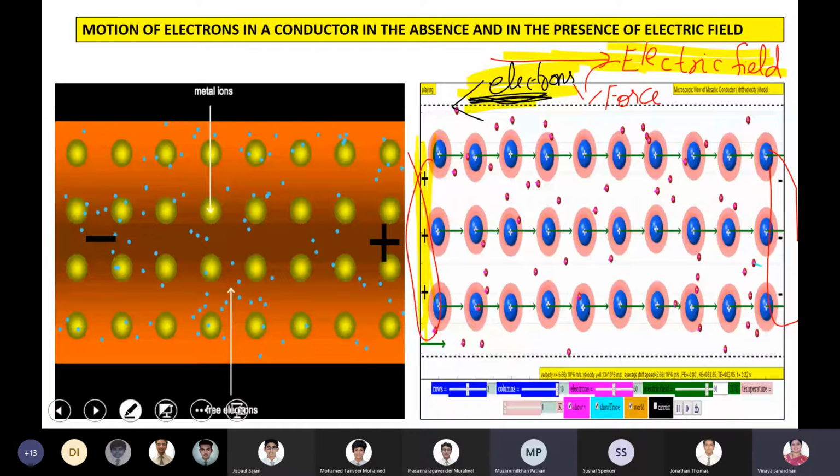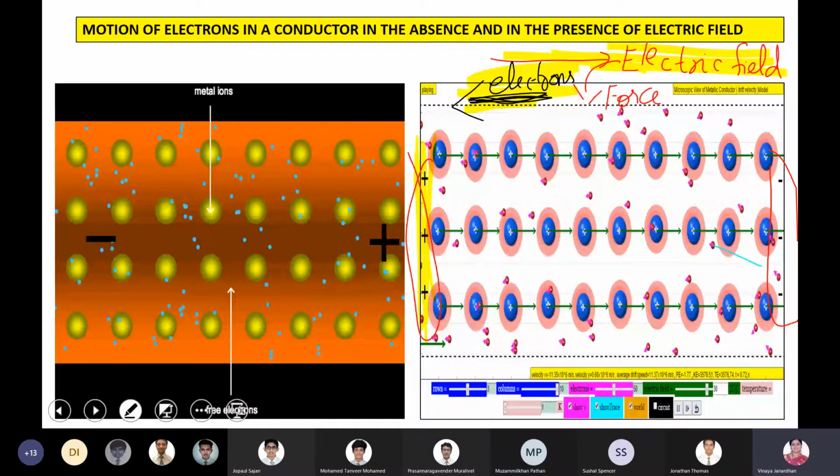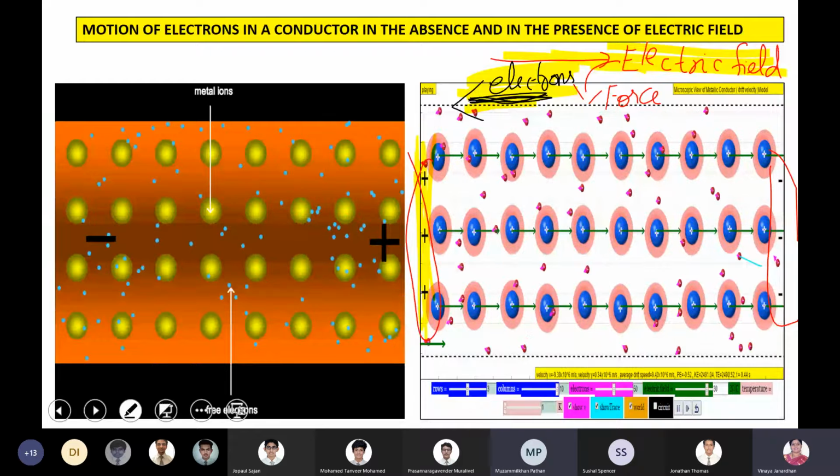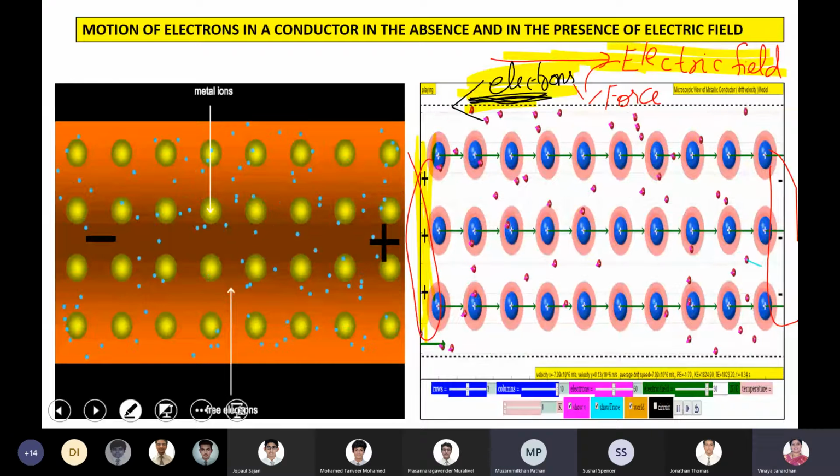Yes, correct. So the direction of the motion of the electrons will be opposite to the direction of the electric field. So here the angle created is 180. It will be 180 degrees. Correct. Because if it's in the same direction, it's 0, right? It will be 0. Fine.